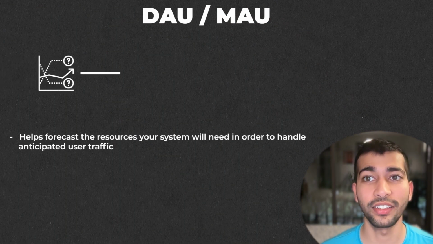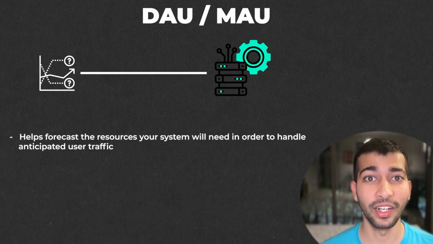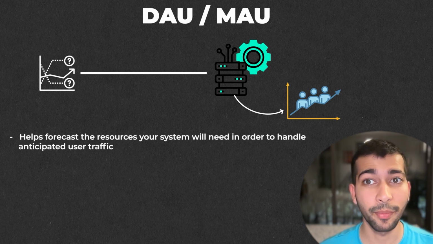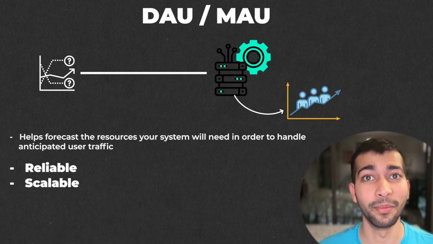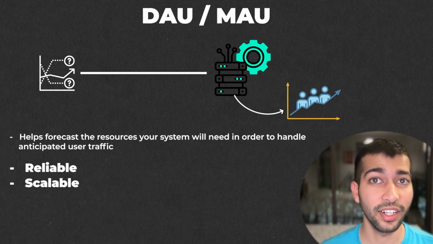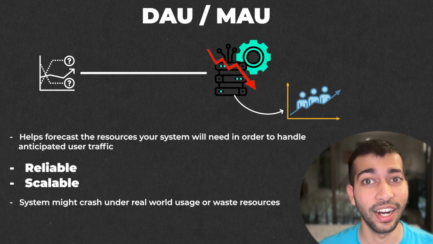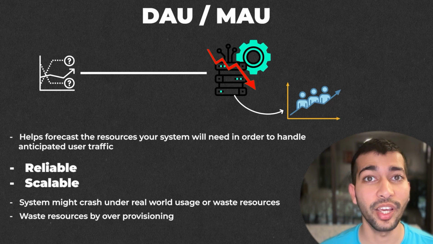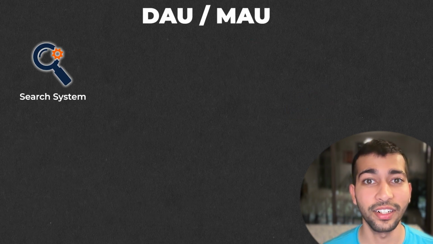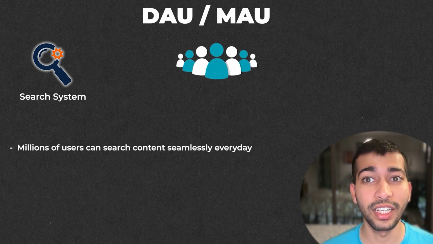It helps forecast the resources your system will need in order to handle anticipated user traffic. It ensures that your system remains reliable and scalable. So without it, your system might crash under real-world usage or waste resources by over-provisioning. For our search system, capacity planning ensures that millions of users can search content seamlessly every day.